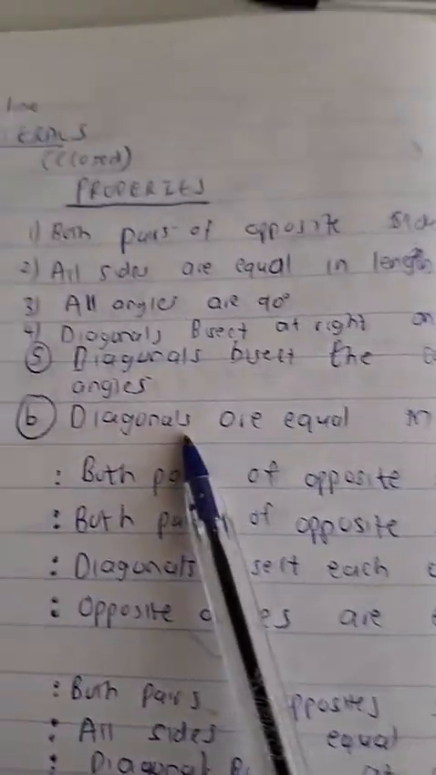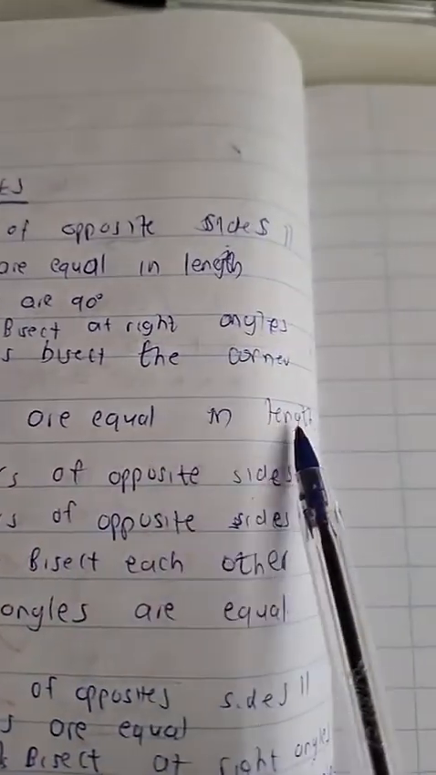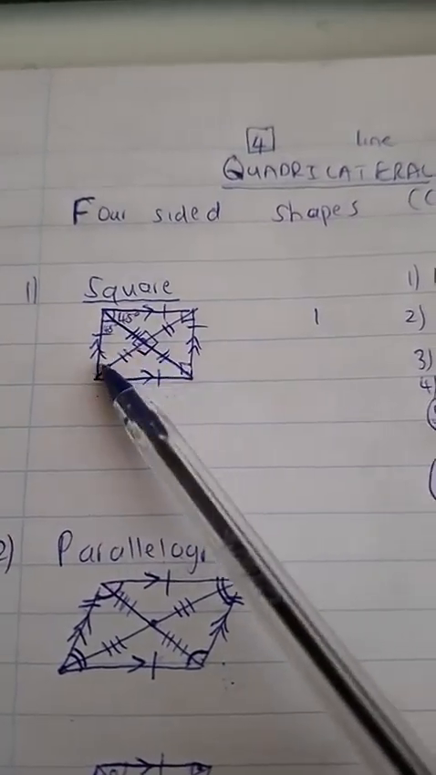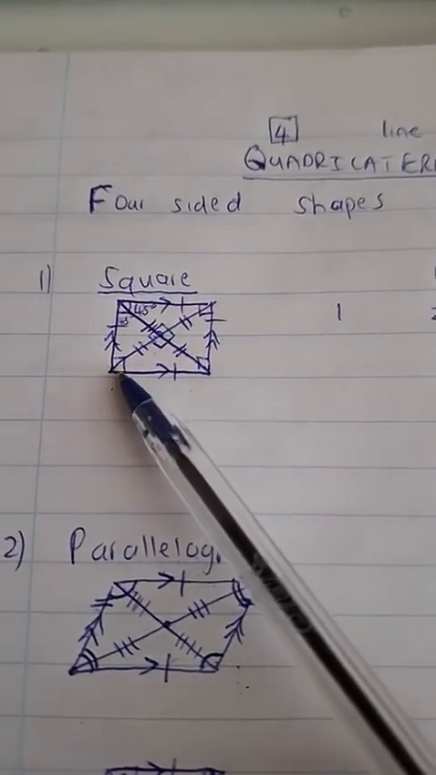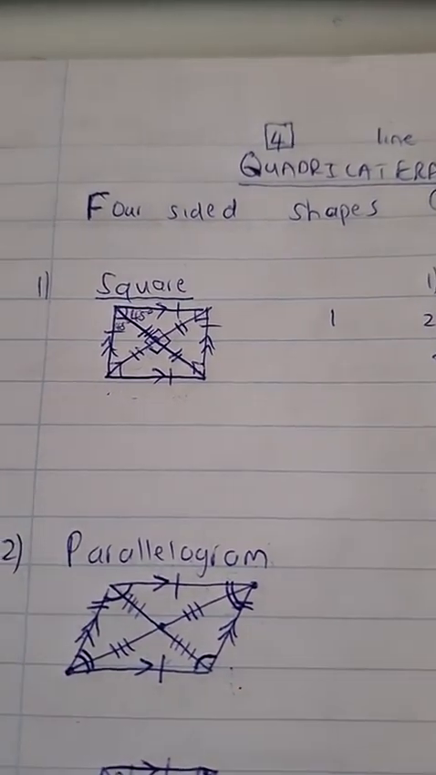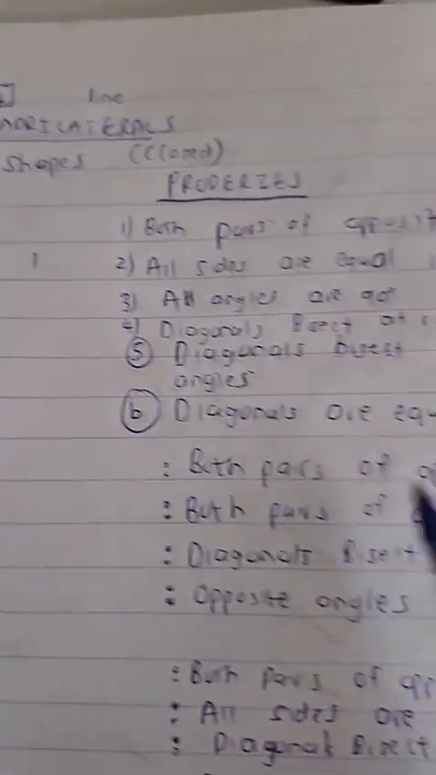Then also we know that the diagonals are equal in length. So the diagonals of a square are very much equal in length. If you were to measure this diagonal and that diagonal, they would be equal in length, and that's very important to note as well about the square.